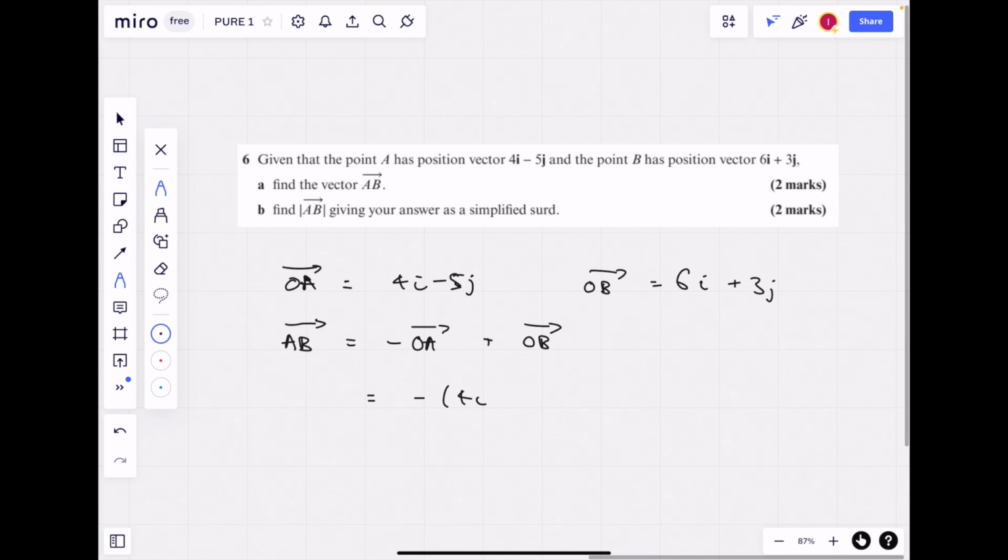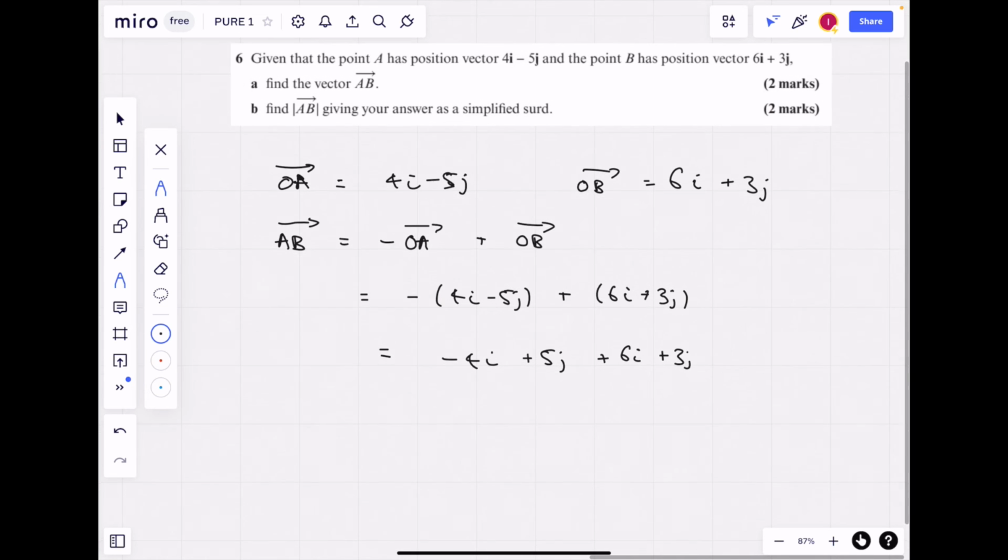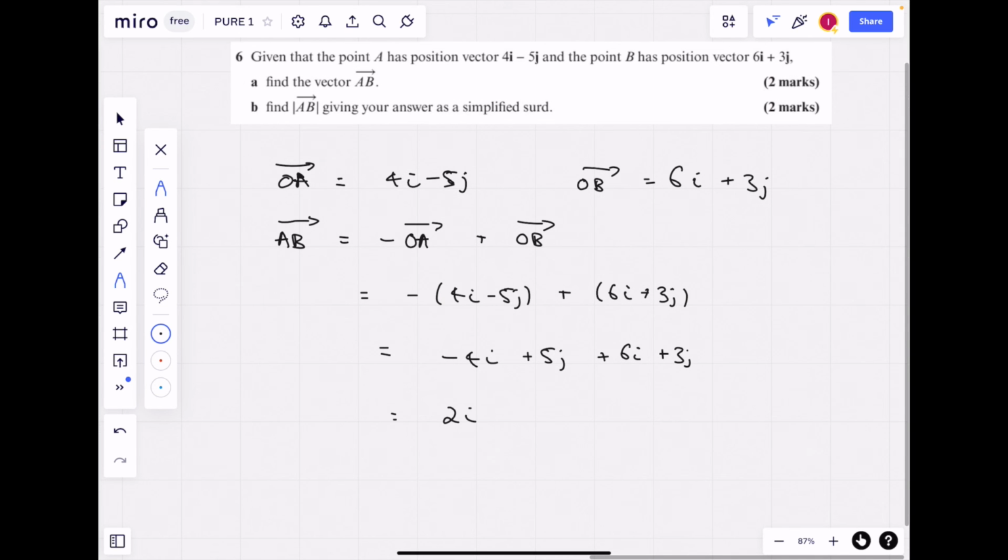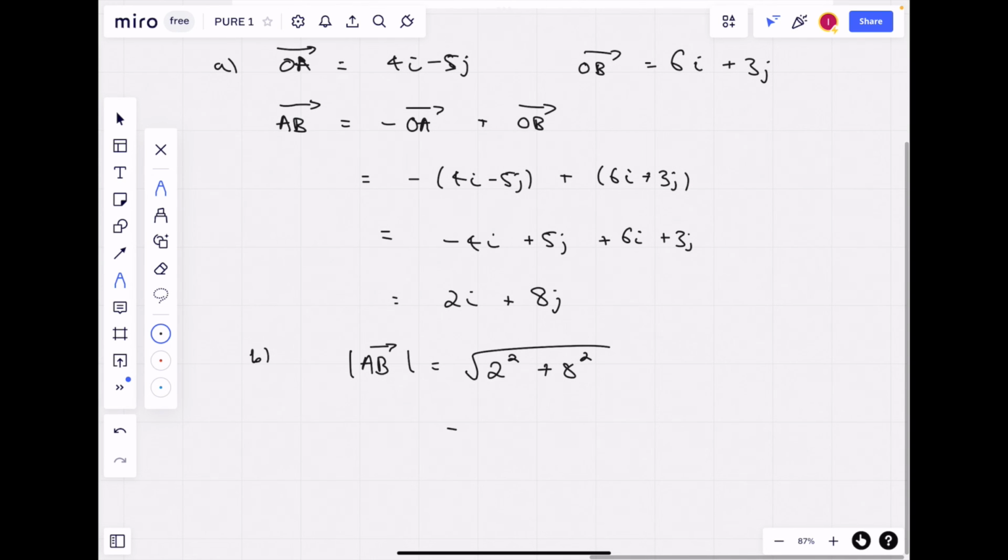Minus 4i minus 5j plus 6i plus 3j. Minus 4i plus 5j plus 6i plus 3j. When you simplify that, you get 2i plus 8j. Part B, you need to work out the magnitude of it. So you're going to do the square root of 2 squared plus 8 squared, which we just did in the previous one, 2 root 17. There you go. That's how you work with position vectors.